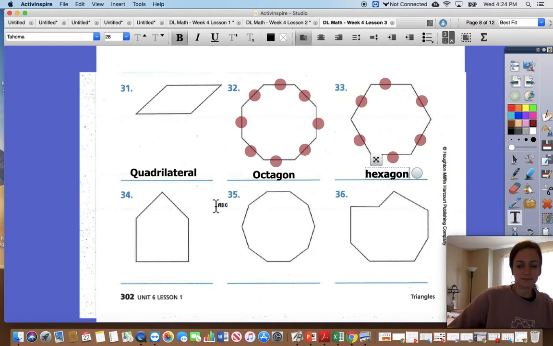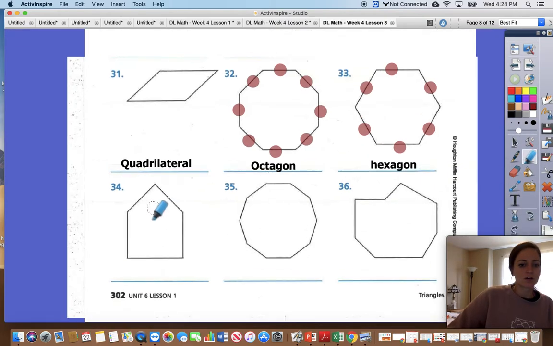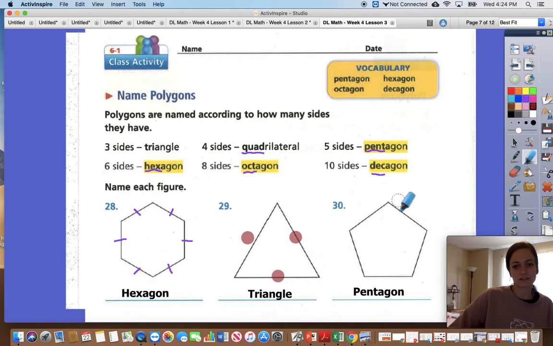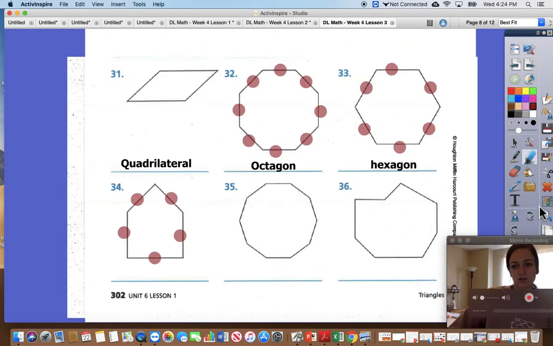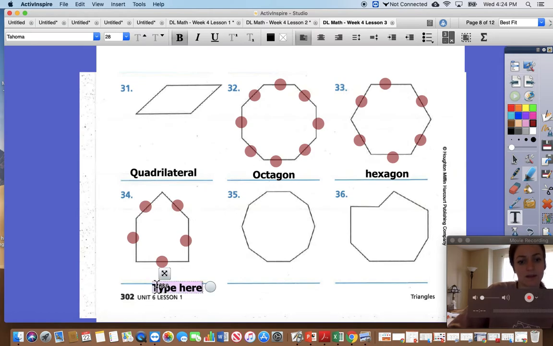Okay, next one. 1, 2, 3, 4, 5 sides. So it is a pentagon. See how it's 5 sides? Okay, there's a pentagon. Let's do the next one.